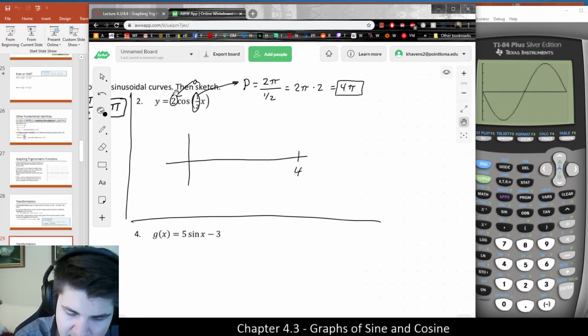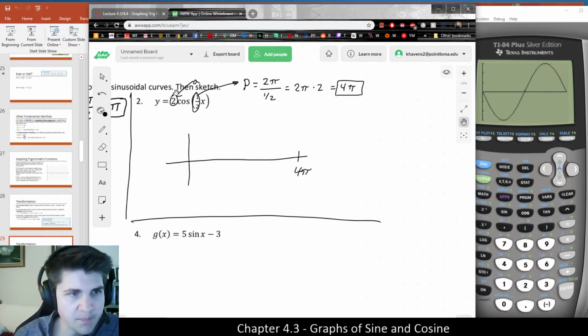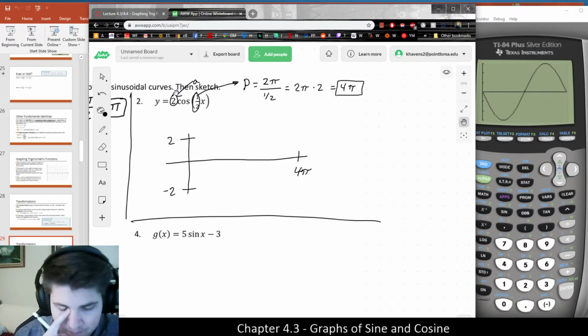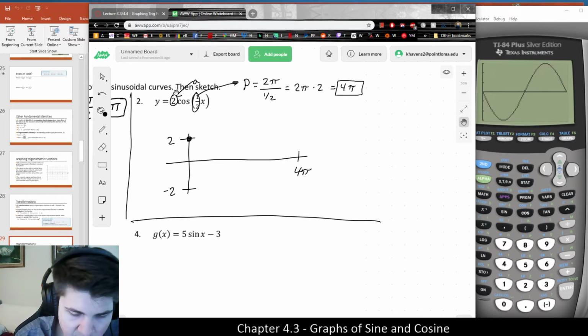That's the distance it takes to finish one cycle, and if I'm trying to graph just one, that's what we need to know. So this wave will take 4 pi to get back to equilibrium. Now, I would also graph the amplitude, which is 2, so it's going to go down to -2 and up to 2. And otherwise, it's a cosine wave. It's positive, so it's going to start at the top, because that's where cosine starts.